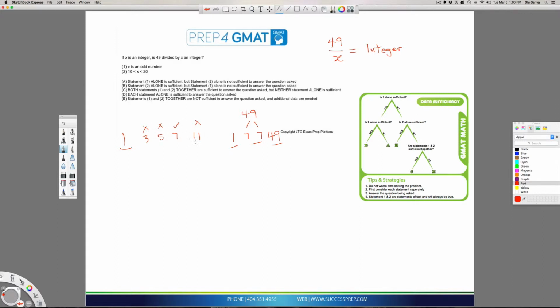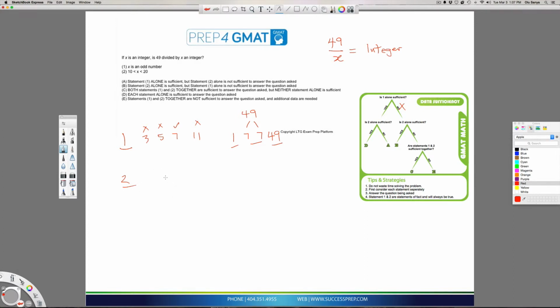And in data sufficiency, we want consistency. I need them to all work or all not work. In this case, since it's mixed, I need to go into my data sufficiency map here. Is statement 1 alone sufficient? No, it's not, because sometimes it works, sometimes it doesn't work, and that's an issue. Let's look at statement 2.